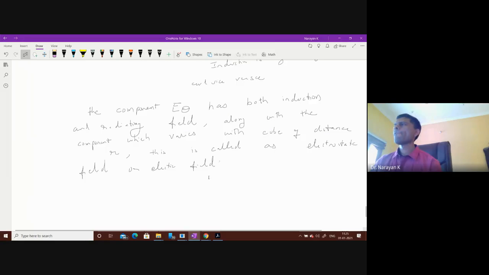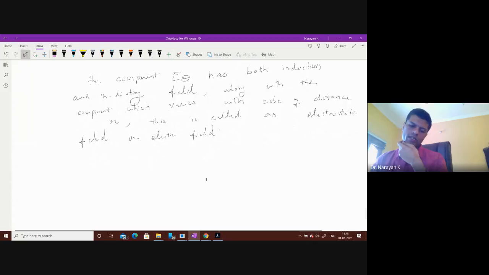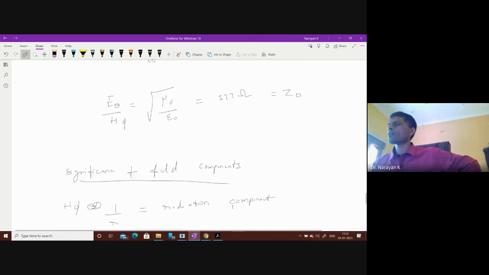Now, in your VTU question: starting from the electric and magnetic field vector potential, obtain the far field components of a short dipole. 12 marks question. Electric and magnetic field of a short dipole. 10 marks question. Derive an expression for radiation resistance. Okay, the radiation resistance is our next topic.